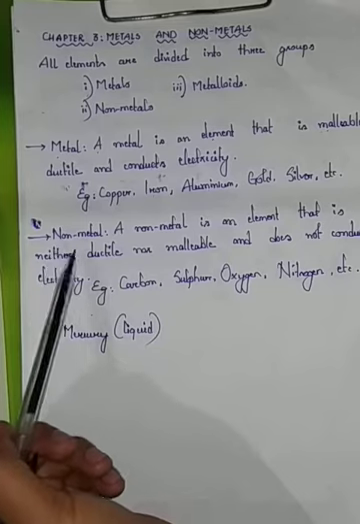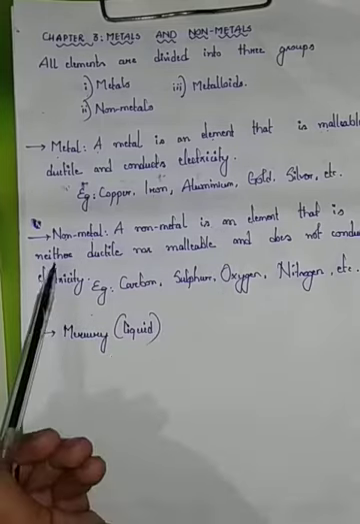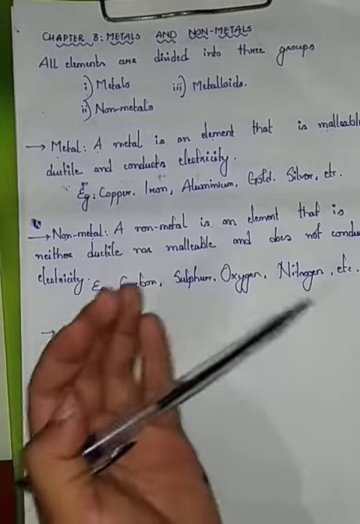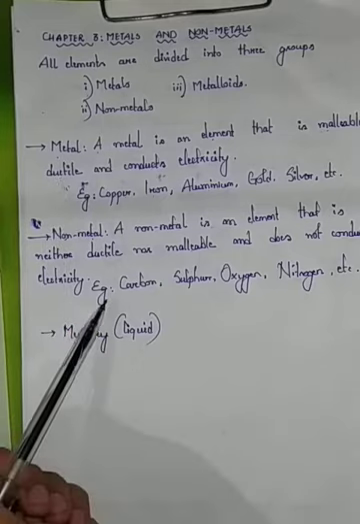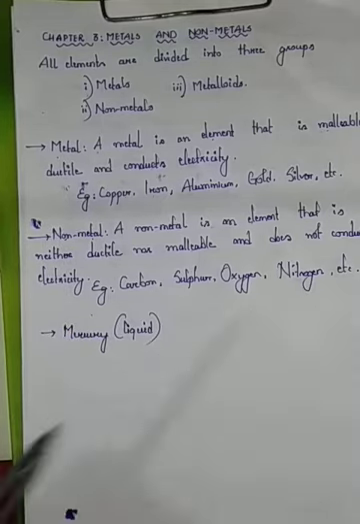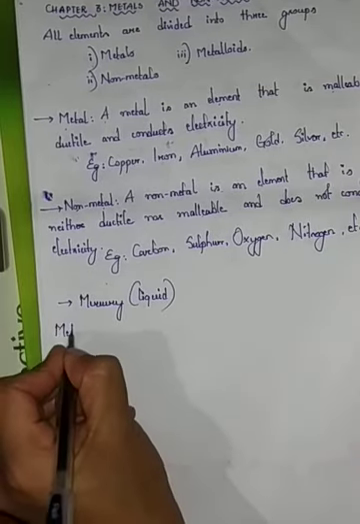Now how do we define a non-metal? A non-metal is an element that is neither ductile nor malleable and does not conduct electricity. It is just the opposite of our metal. For example, we have here carbon, sulfur, oxygen, nitrogen, etc. So moving on, let us study the physical properties. Let's go first for our metals.